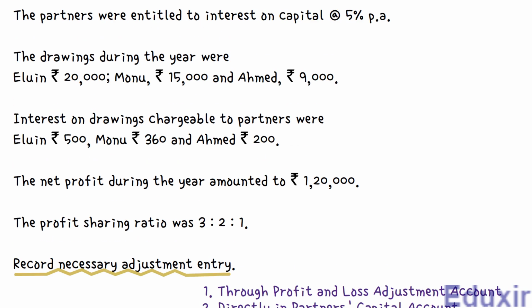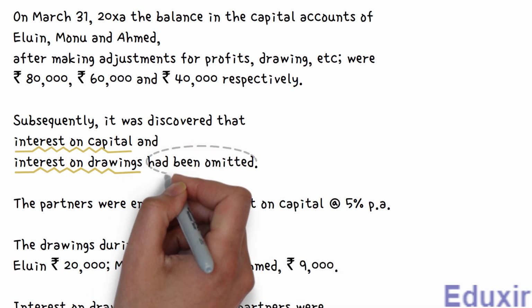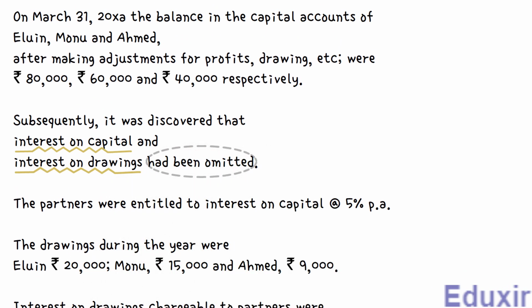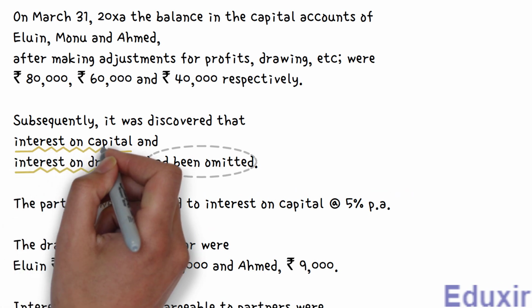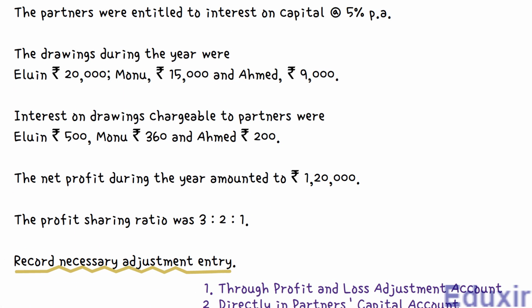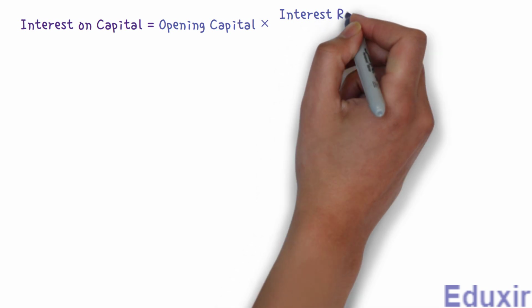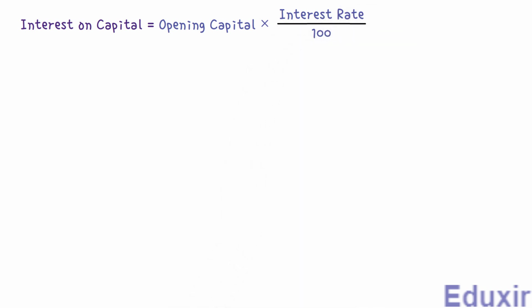Now, it is specified in the problem that there are few entries omitted. The first entry that was omitted is that of interest on capital. So, let us first calculate the interest on capital in the working notes. Now, to calculate the interest on capital, we use the formula: interest on capital is equal to the opening capital multiplied with the interest rate upon 100.